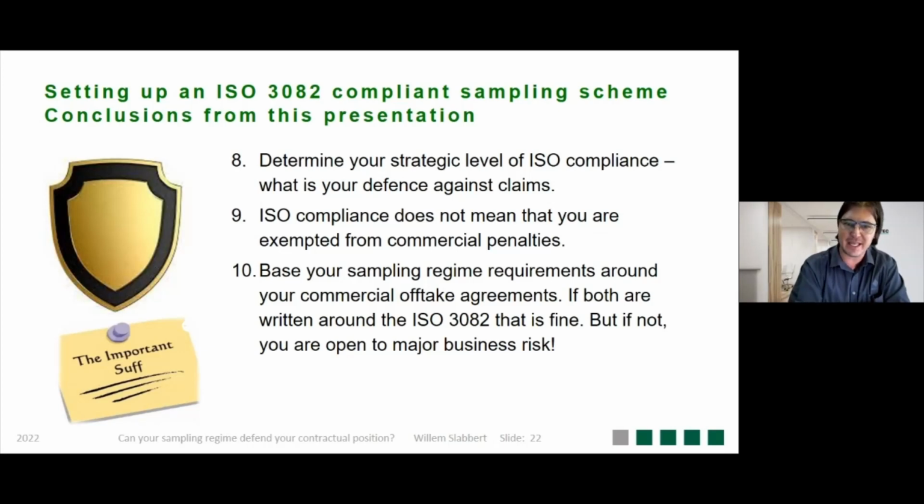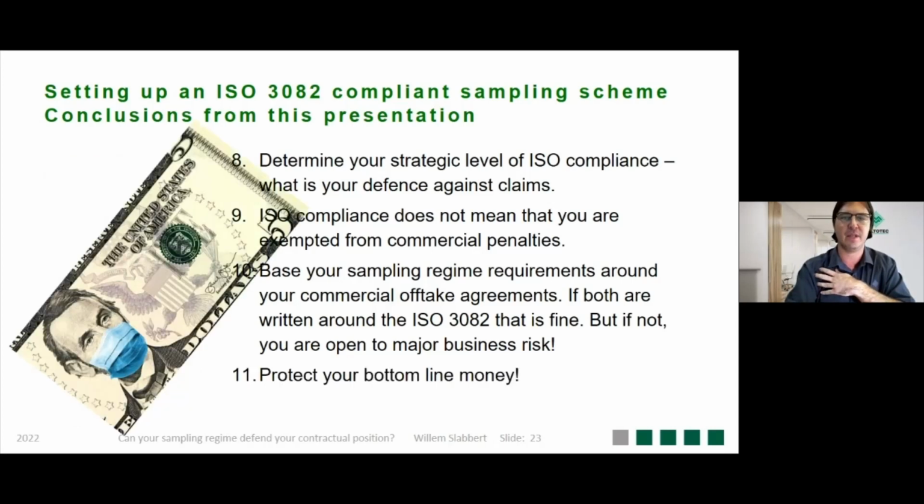If your sampling scheme and your offtake agreement are both written around the level playing field of ISO 3082, that's wonderful. But if your sampling scheme is designed to ISO 3082 compliance and your commercial offtake agreement are written around a different set of rules, you are at major business risk. Protect your bottom line money.